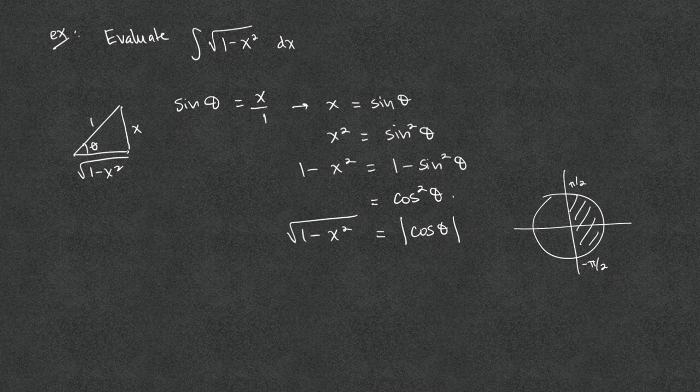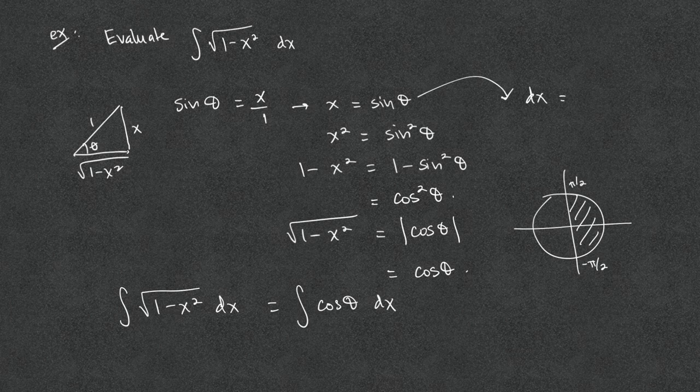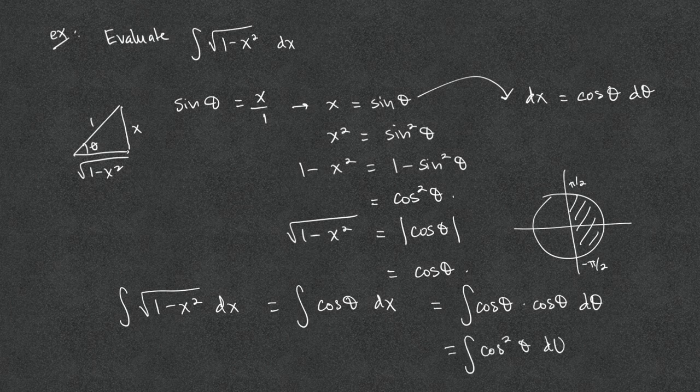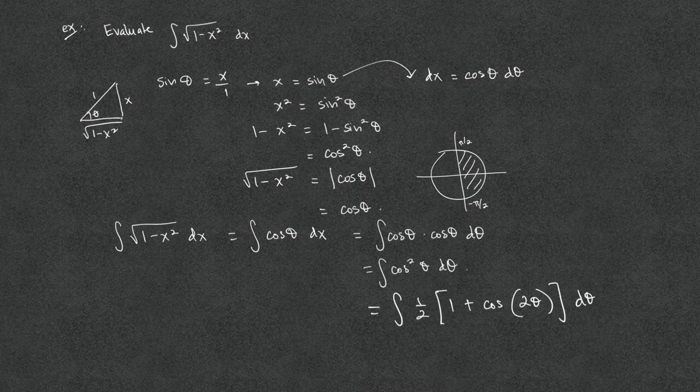As long as we restrict the domain from negative pi over 2 to pi over 2, then the square root of 1 minus x squared is positive cosine of theta. The integral of the square root of 1 minus x squared dx is now the integral of cosine of theta dx. But if x is sine theta, then dx is cosine theta d theta. And so the square root of 1 minus x squared dx is now cosine theta times cosine theta d theta. Simplifying this to obtain cosine squared theta, we use the double angle formula to rewrite it.